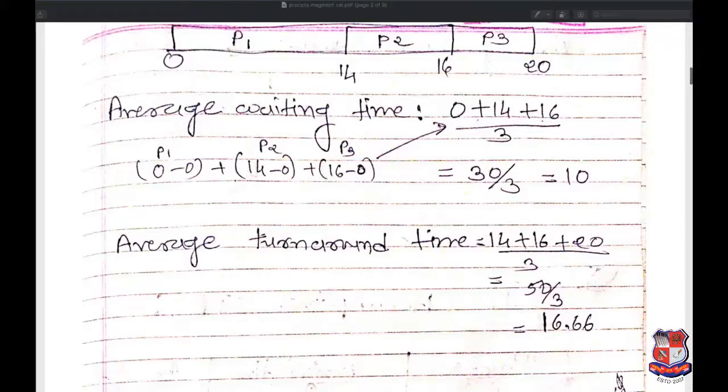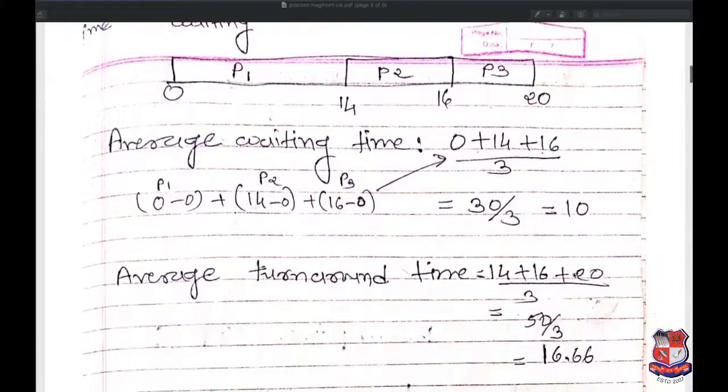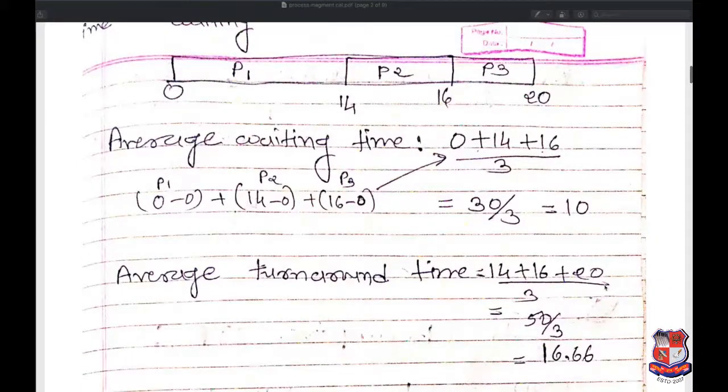So waiting time of P1, so 0 plus its burst time. So 0 plus 14 is equal to 14, plus waiting time of P2. So waiting time of P2 is equal to 14, 14 plus its burst time. Burst time is already given in the table. So it's 2. So 14 plus 2 is equal to 16, plus 20.